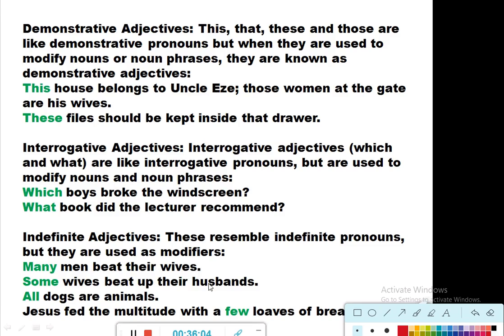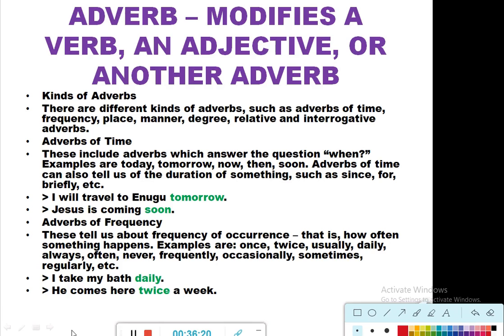Some wives beat up their husbands. All dogs are animals. All dogs. Jesus fed the multitude with a few loaves of bread. A few loaves of bread. Alright? So those are the types of adjectives.